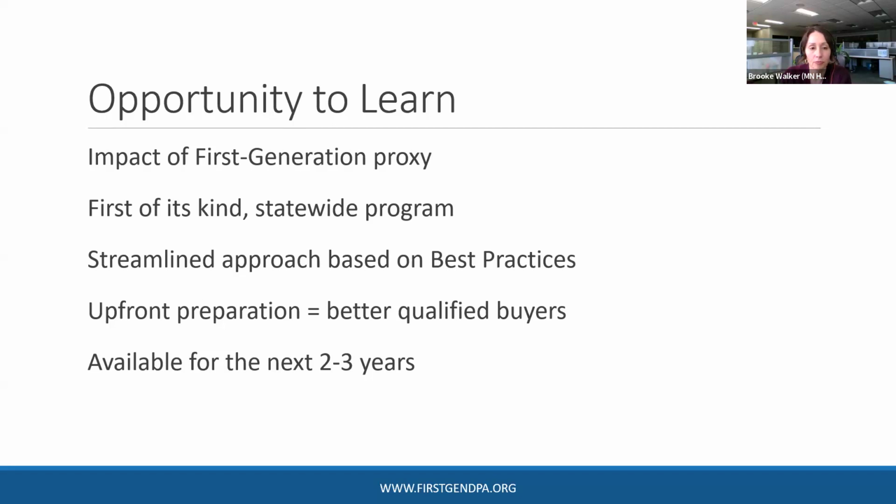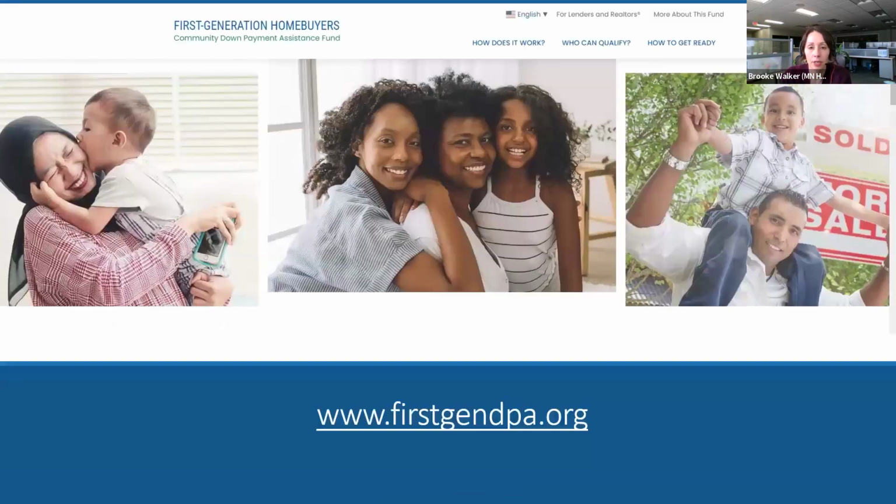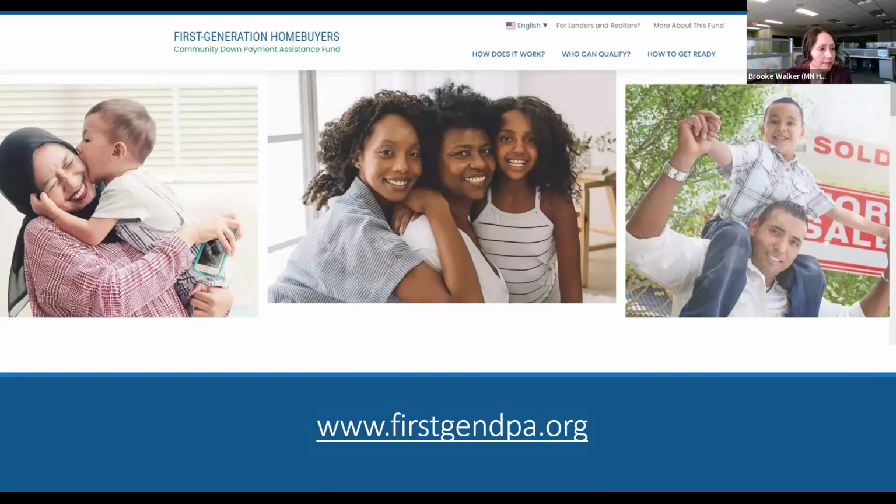So the other thing I want to call out is there is this website, firstgendpa.org, and I'm going to go ahead and just pull it up really quickly. I think I'm going to have to change my sharing, but I can do that.